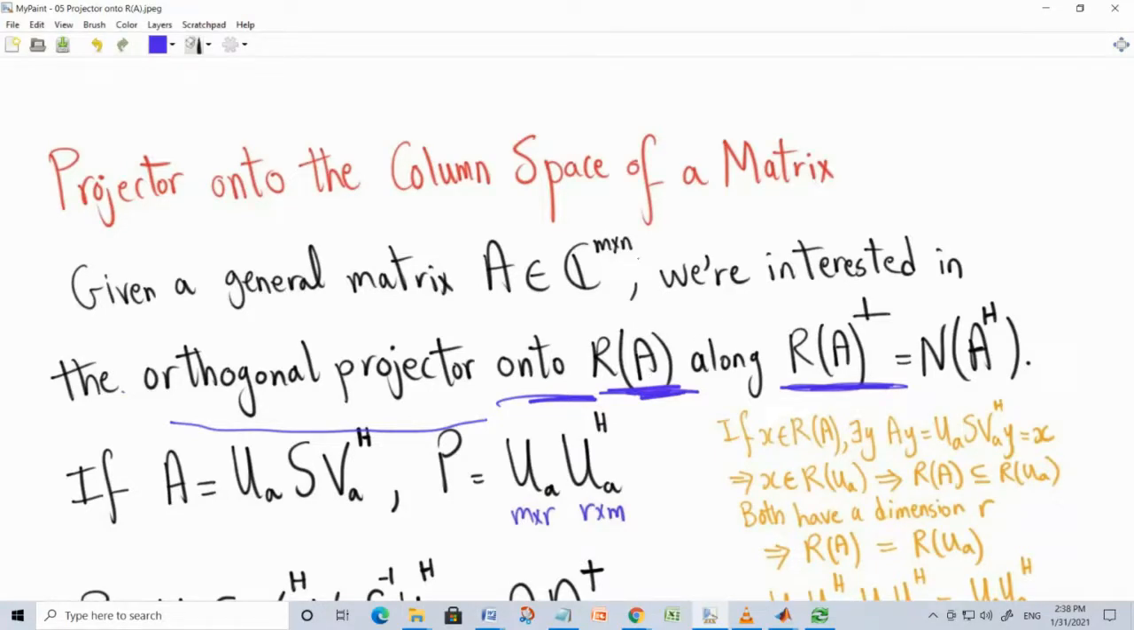It turns out that given a general matrix A, if you want to orthogonally project onto the range of A, which means that you project onto R of A along the orthogonal complement of R of A, then your projector, you can verify this, is simply given by UA UA Hermitian, where UA is what you obtain from the reduced SVD of the matrix. You can verify it easily. So the projection matrix is B equal UA UA Hermitian.